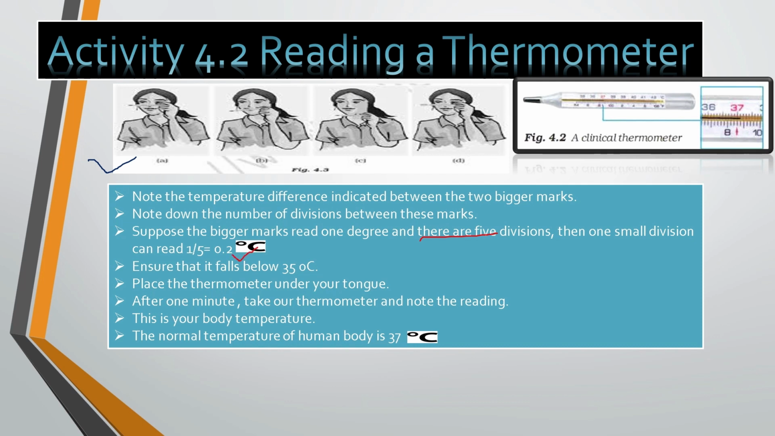Okay, before reading a thermometer, ensure that it falls below 35 degree centigrade. Now place your thermometer under your tongue. Put it under your tongue, and now wait for a minute and then take out the thermometer and note the reading. Whatever reading the thermometer shows, that is your body temperature. And we have discussed earlier also that the normal body temperature of the human body is 37 degree centigrade. Simple.